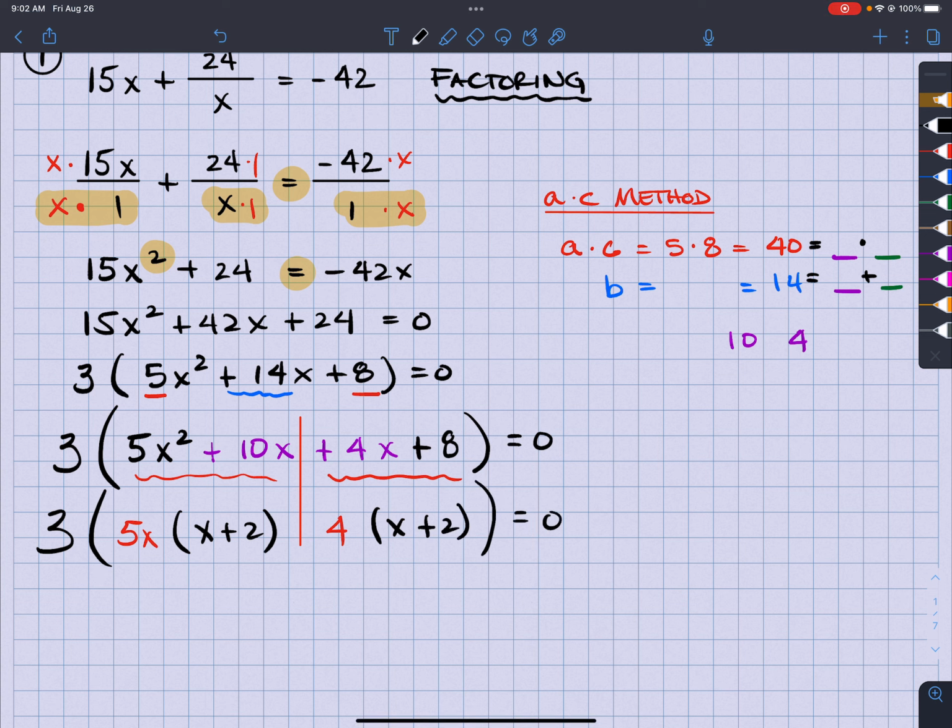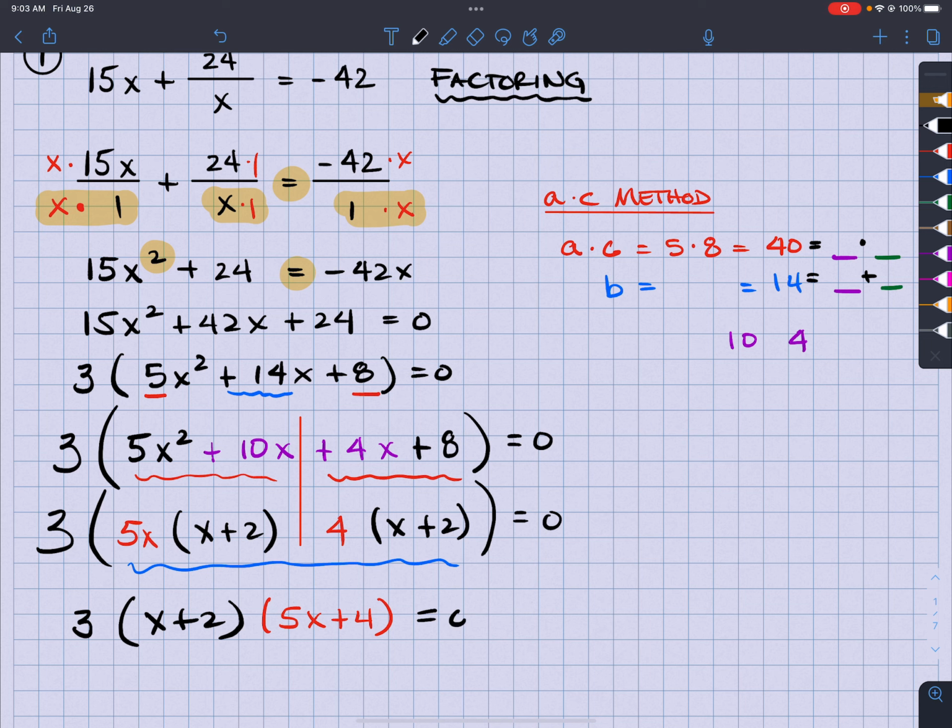So that means what I have is going to be 3. And then what do I have in common in this whole piece here? I have an x plus 2. If I take the x plus 2 out, what do I have left? I'm left with the 5x plus 4. And that's going to equal 0.